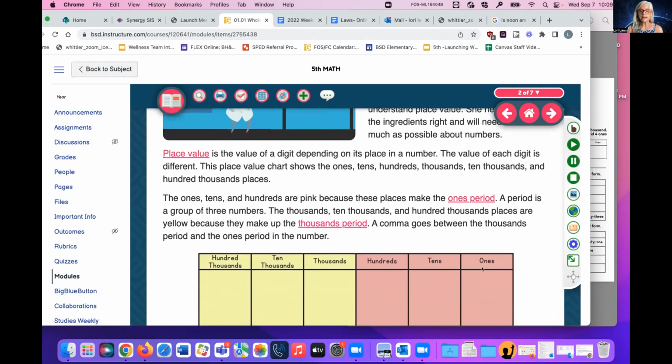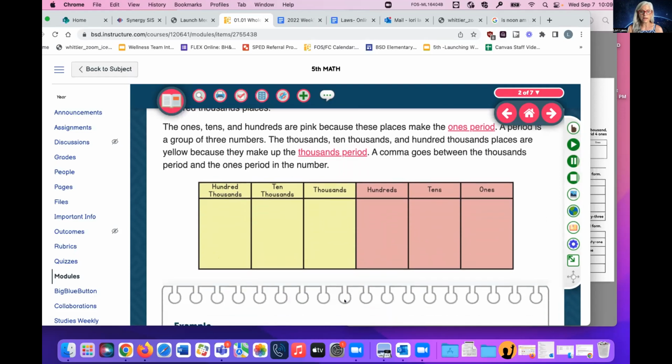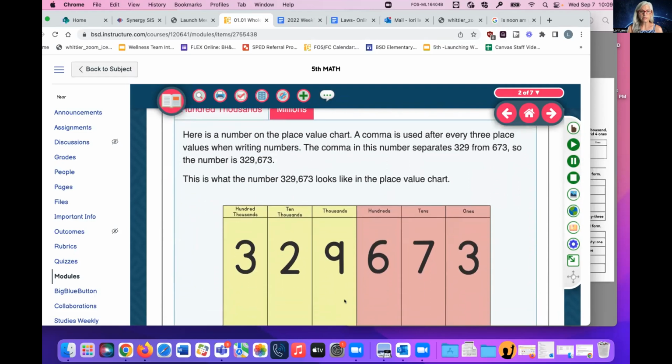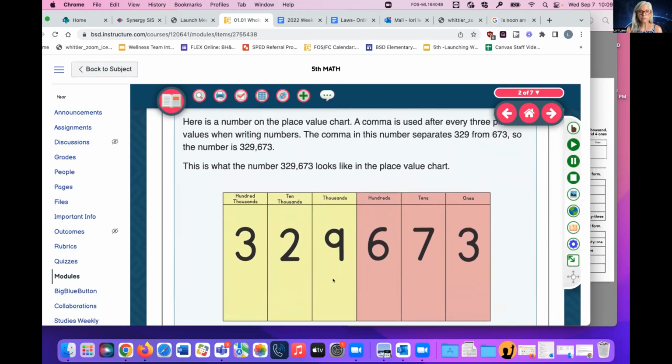The ones, tens, and hundreds are in pink because these places make the ones period. A period is a group of three numbers. The tens, the thousands, 10,000s, and 100,000s are yellow because they make up the thousands period. A comma goes between the periods. An example, 100,000s, millions. Here's a number on the place value chart. A comma is used after every three place values when writing numbers. The comma in this number separates 329 from 673.